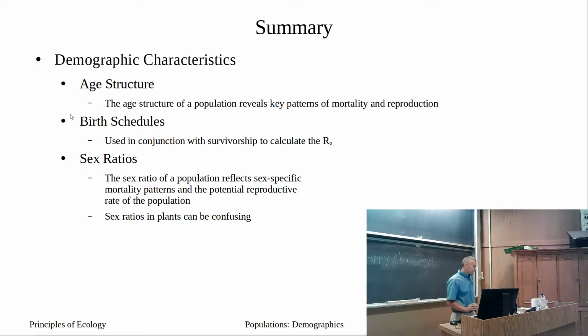Birth schedules: it's how many offspring are born per individual in a time class or in an age class. We use these birth schedules in conjunction with survivorship to calculate R naught. What is R naught? What is this term? R naught. Flip back in your notes, find it.